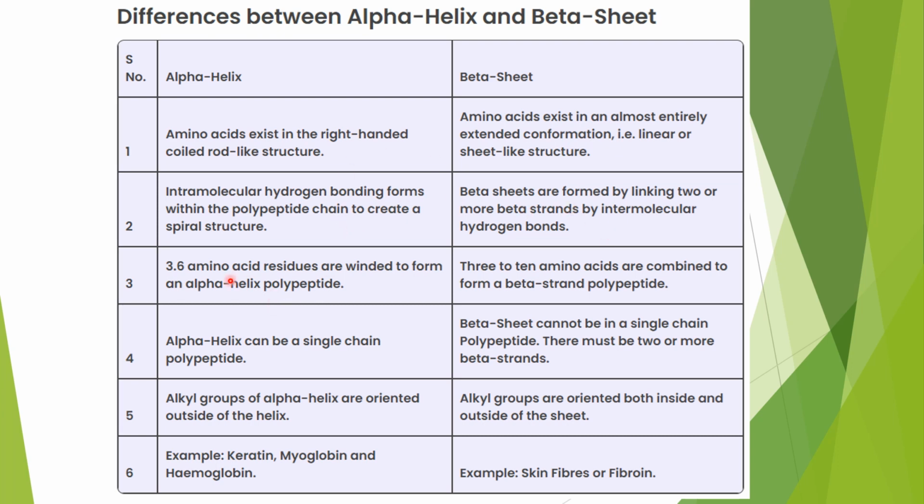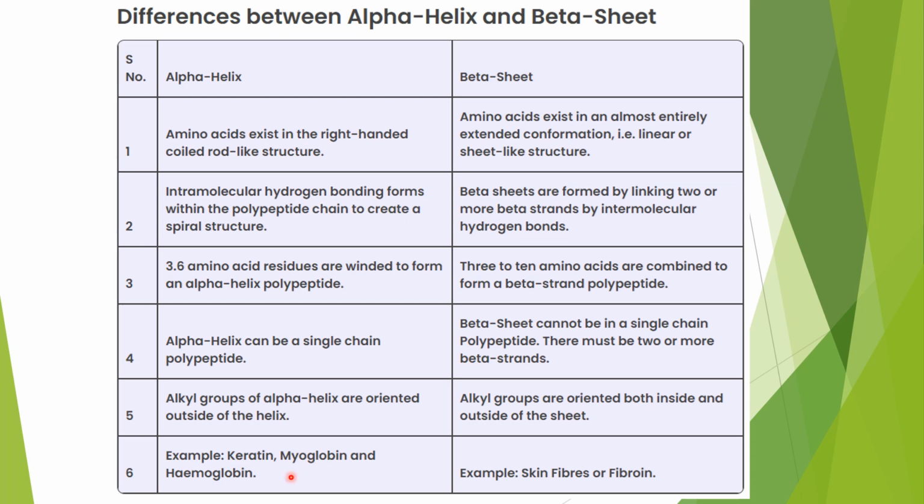Here the pitch is 3.6 amino acid residues for one winding, as we have seen. Here 3 to 10 amino acids come together to form a beta strand polypeptide chain. Alpha helices can be a single-chain polypeptide, while here it is not a single one. You require two or more beta strands. Here the alkyl groups of alpha helices are present towards the outside of the helix, while here they may be oriented either inside or outside of the sheets.